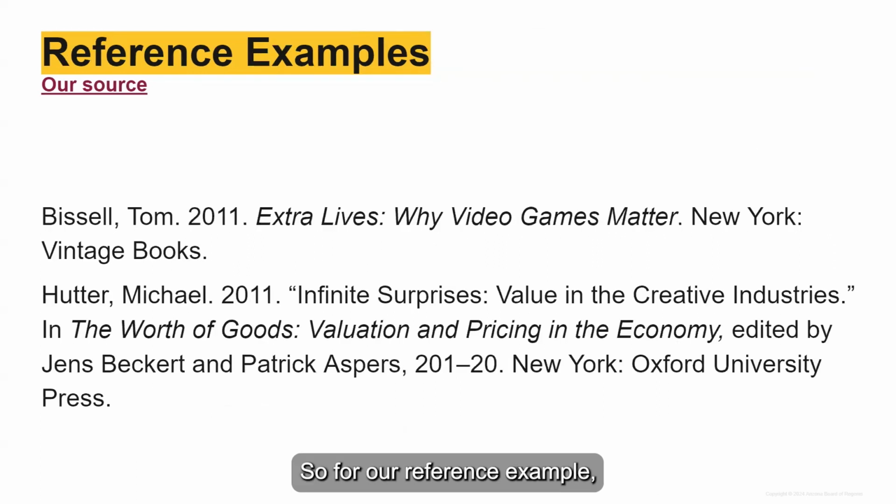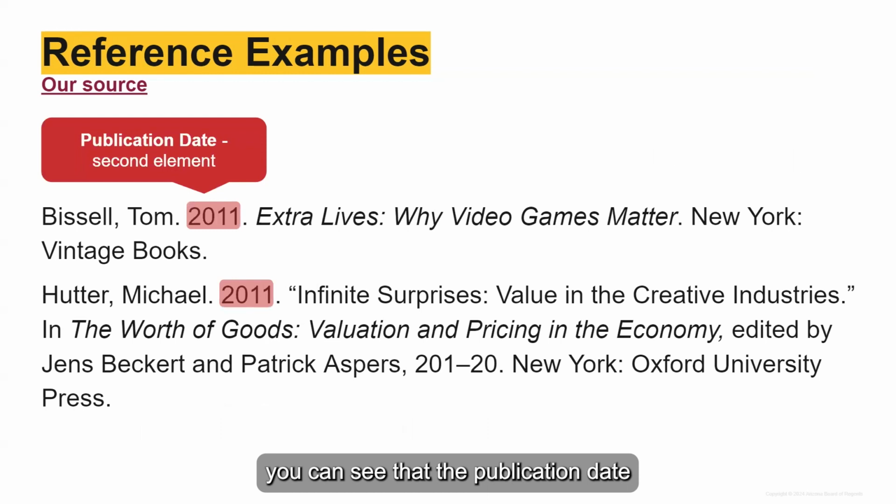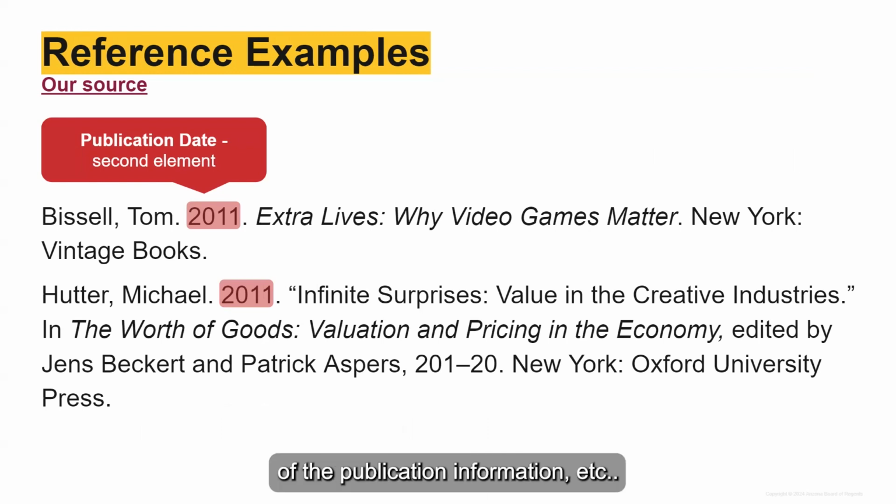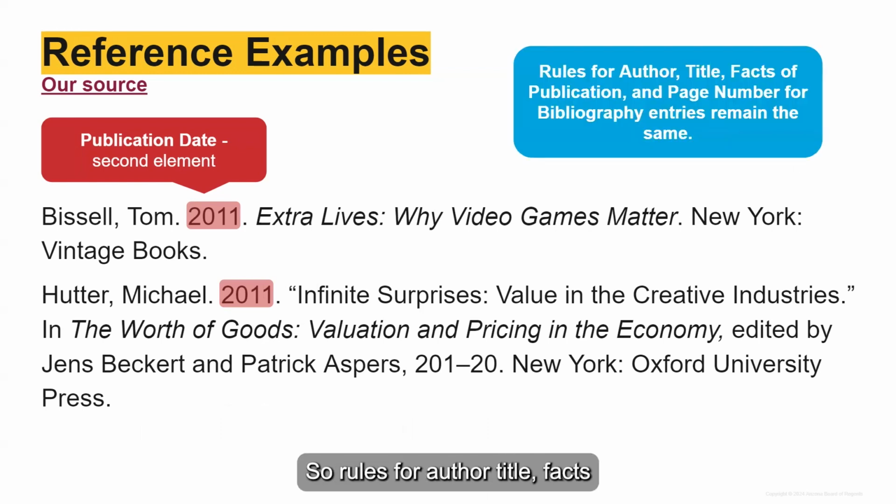So for our reference example, you can see that the publication date has been moved up in the formatting. So we have our authors listed, then the publication year, and then it continues on to list the title, the publication information, etc. So rules for author, title, facts of publication, and page number are going to be the same from a bibliography to a reference list. We are simply moving up the year of publication. It does not need to be repeated later in the facts of publication. It is just moved forward.